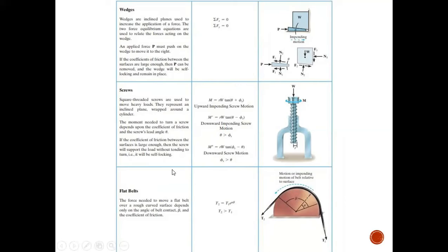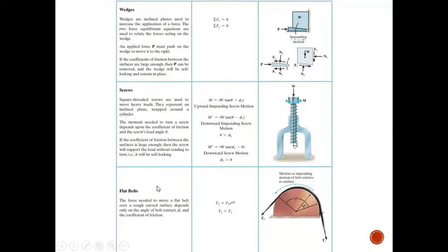Screw. Square-threaded screws are used to move heavy loads. They represent an inclined plane wrapped around a cylinder. The moment needed to turn a screw depends upon the coefficient of friction and the screw lead angle theta. If the coefficient of friction between the surfaces is large enough, then the screw will support the load without tending to turn. It will be self-locking. And these are the equations for the screw motion.